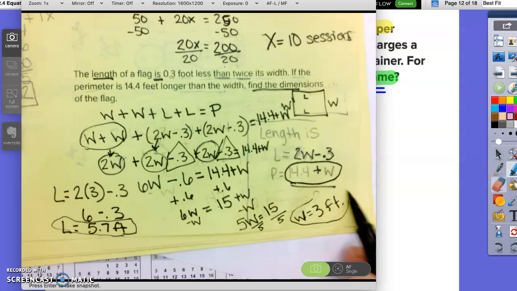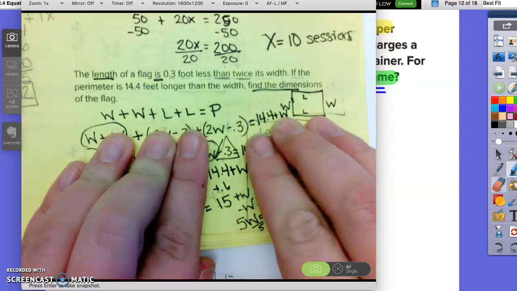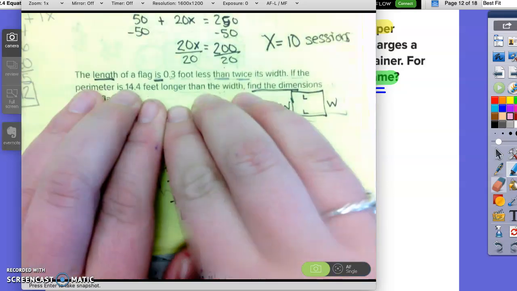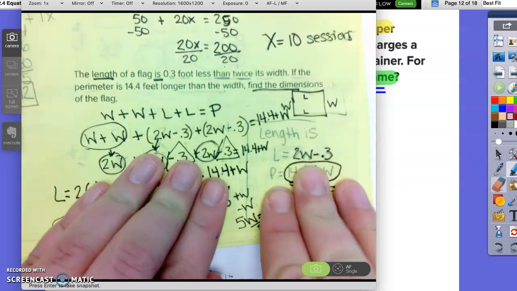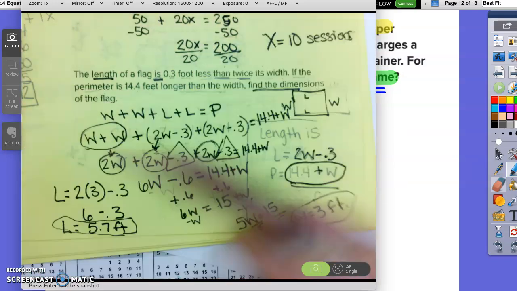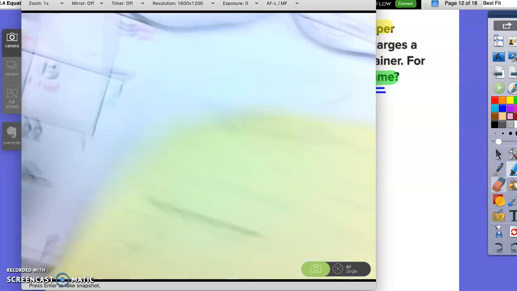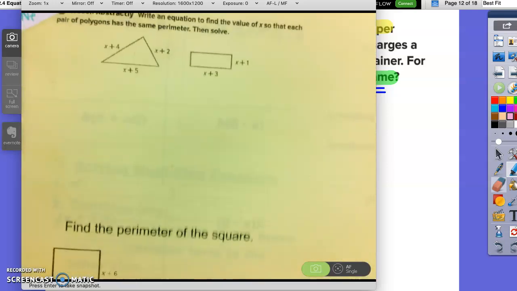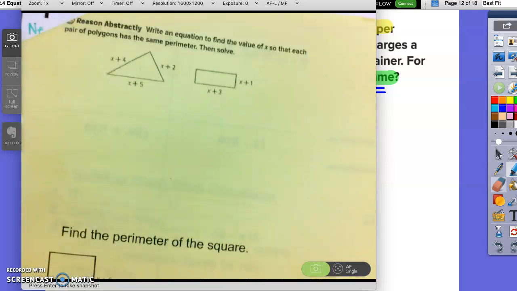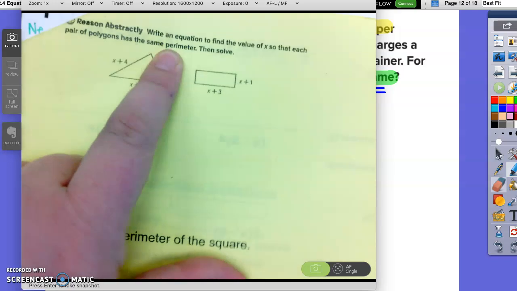Take this one slow. Start with what you know. Take what they give you and put it into an equation and make an equation out of it. I know this is a lot, and we will again go through it on Monday. Okay, then the next one, write an equation to find the value of x that each pair of polygons has the same perimeter, and then solve.